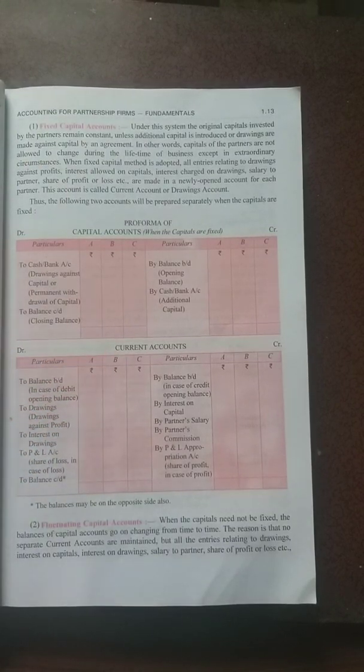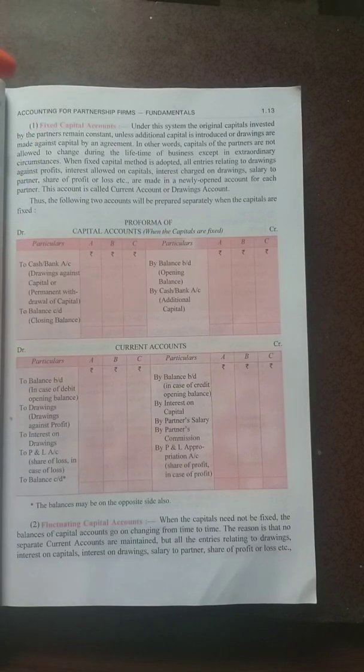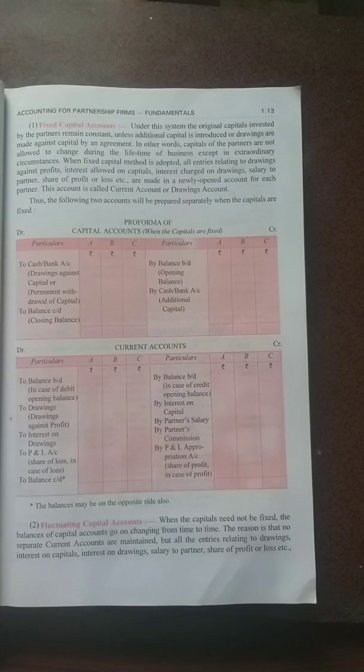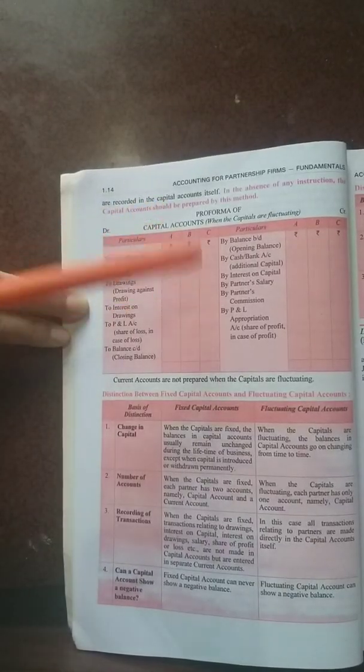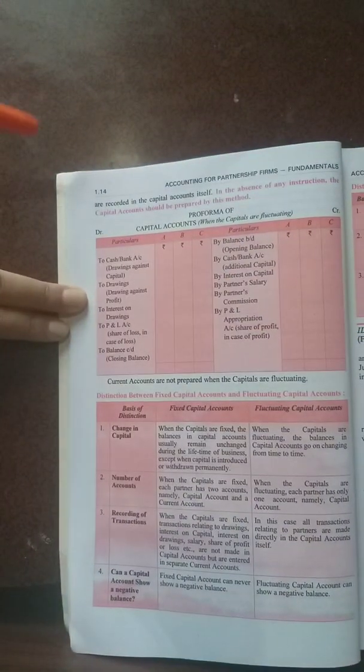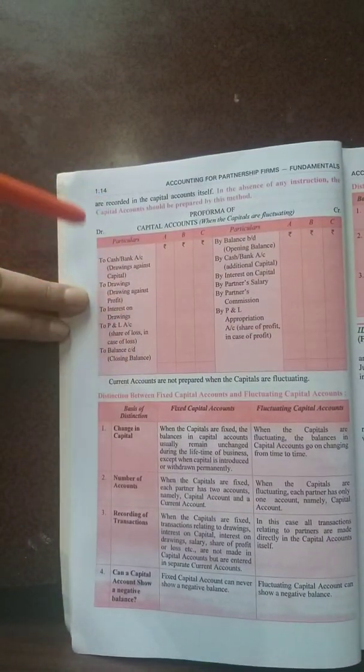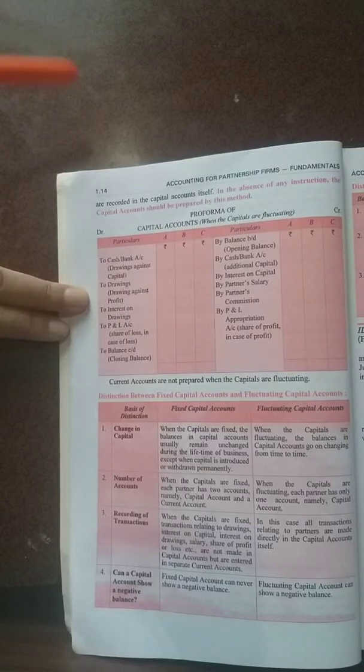Now if it is a fluctuating capital account, then what do we have to do? When the capitals need not be fixed, the balances of the capitals go on changing from time to time. The reason is that no separate current accounts are maintained, but all the entries relating to drawings, interest on drawings, salary of the partner, etc., are shown in one account only. See this. In the absence of any information, the capital account should be prepared by this method.